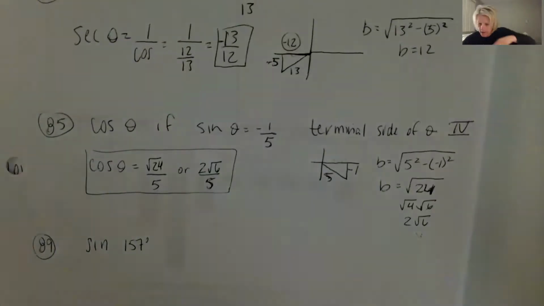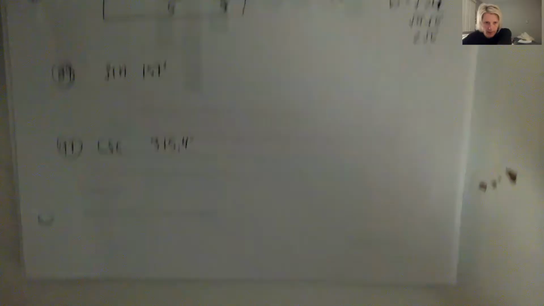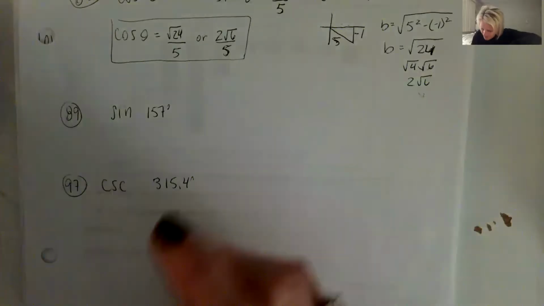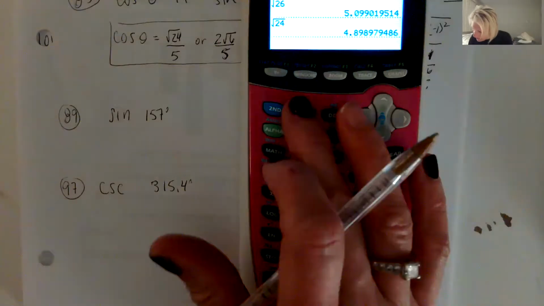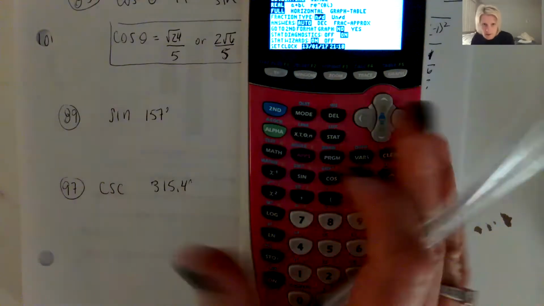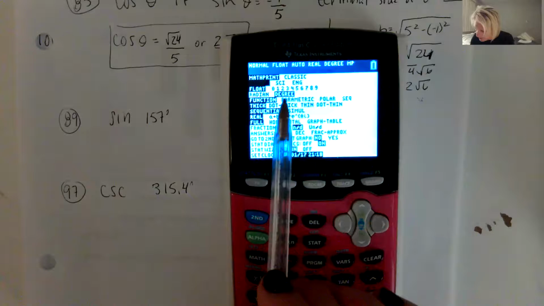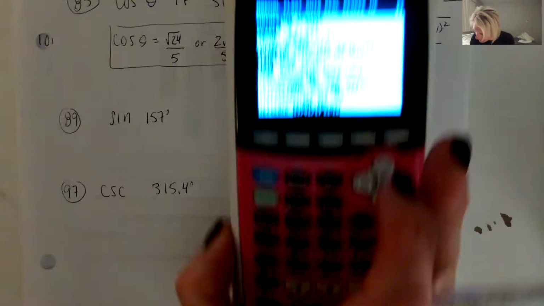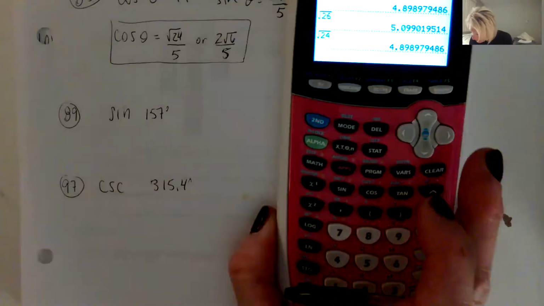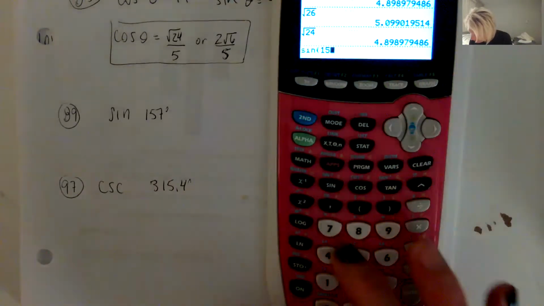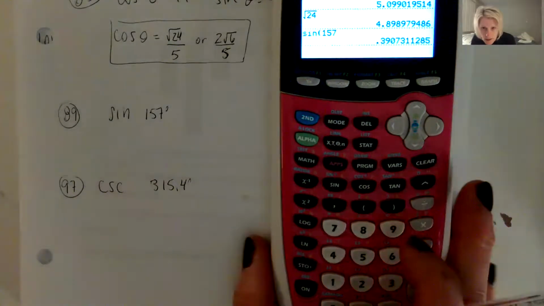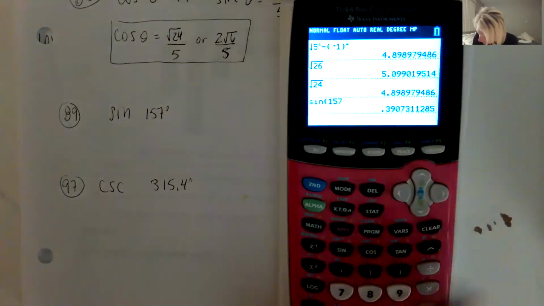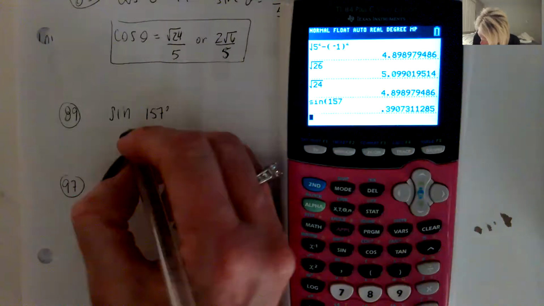And then we have a couple fun ones that they throw in there that's like, hey, can you use your calculator? So 89 and 97 are like, let's just use our calculator. Mainly, we just have to make sure that our calculator is in degree mode, and it is, because we're going to put in degrees. And the first one is just, what is the sine of 157? And it comes out to be 0.3907.